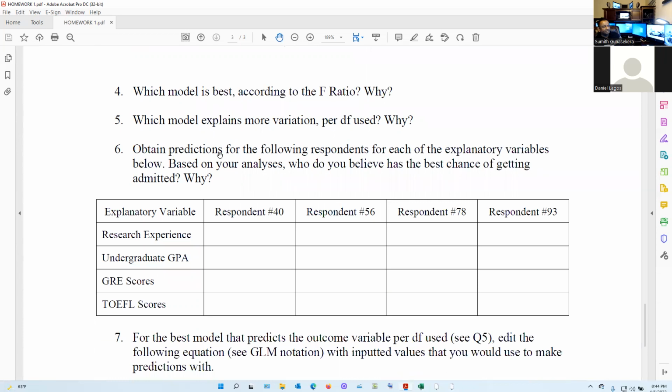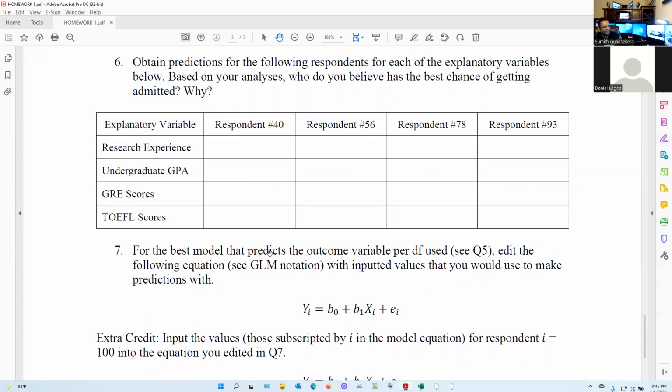Later, obtain predictions for the following respondents for each of the explanatory variables below, based on the analysis. Who do you believe has the best chance of getting admitted? Why? Respondent 40, respondent 56. For the best model that predicts the outcome variable per degree of freedom, edit the following equation. This is a regression equation, and this is not the model.